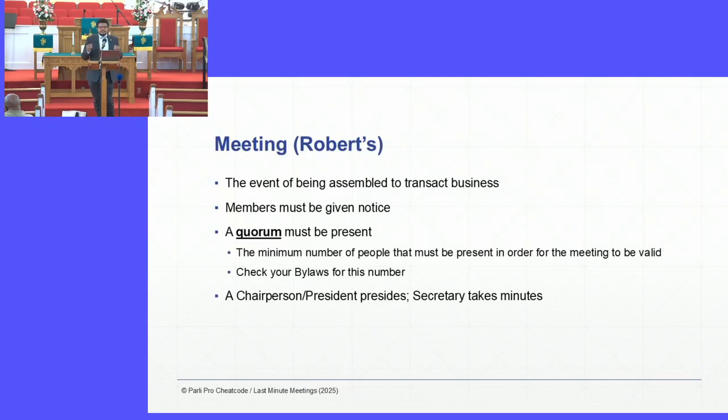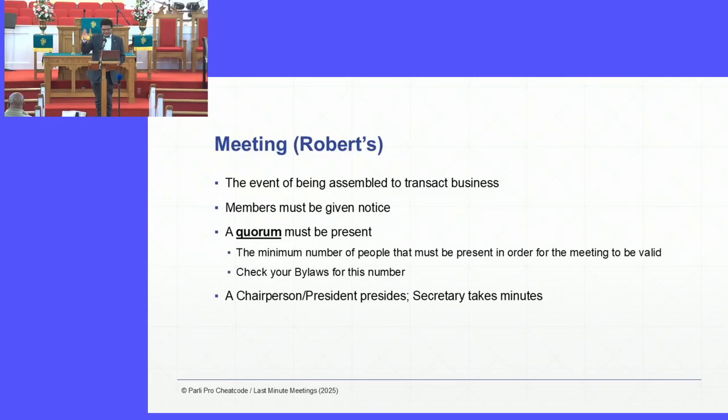That's where we are assembled and gathered to transact business. And so when you have your meeting, members have to be given notice of the meeting, so people have to know when and where we're going to be meeting. And that can come in different forms. That's probably going to be in your constitution or bylaws about what notice is. I know for a lot of churches, they give notice from the pulpit before the meeting, or maybe put it in a bulletin and things like that.